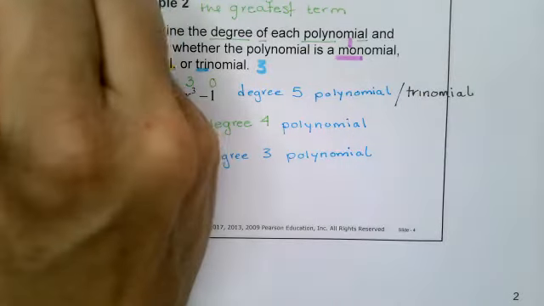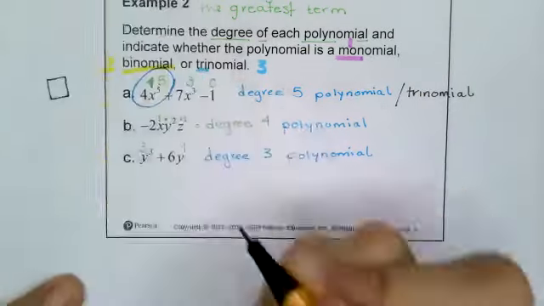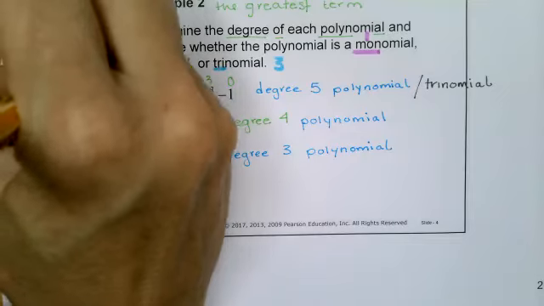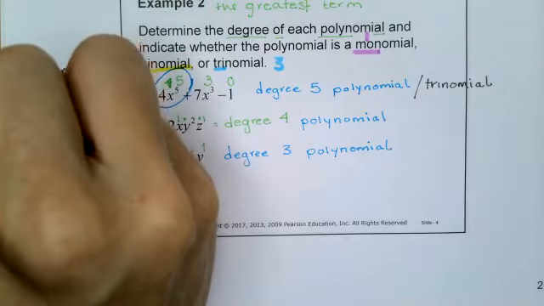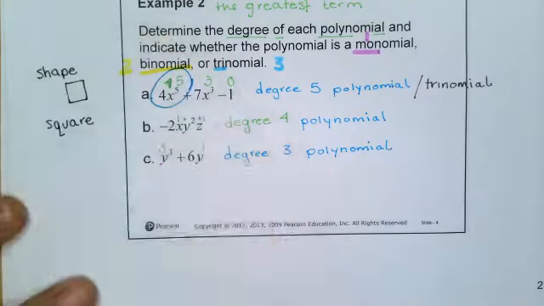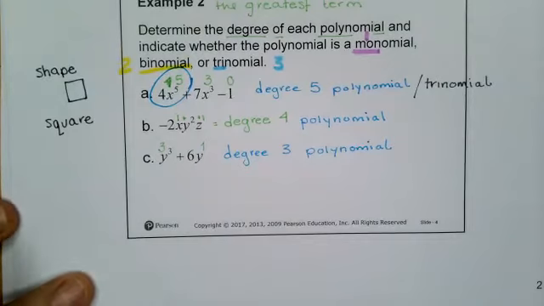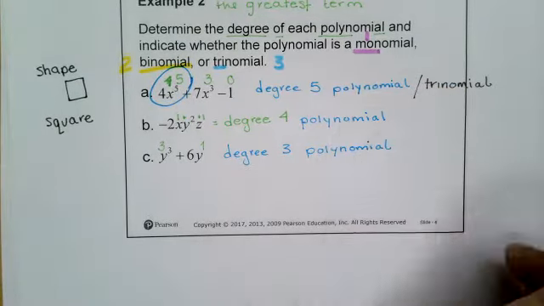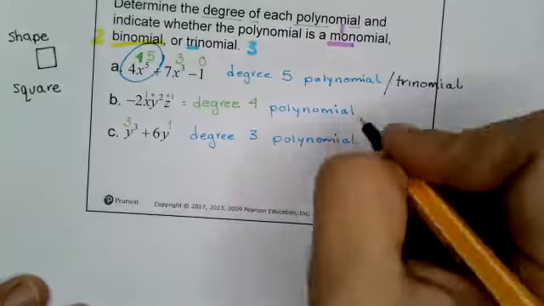You can say this is a shape, or you could say this is a square, right? Neither is wrong. One is just more specific. So square would be like trinomial, shape would be like polynomial. They're both true. One is more specific.